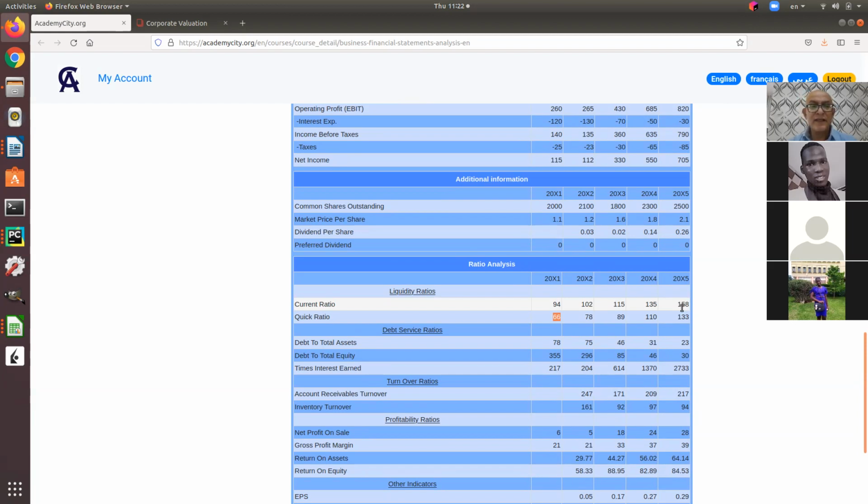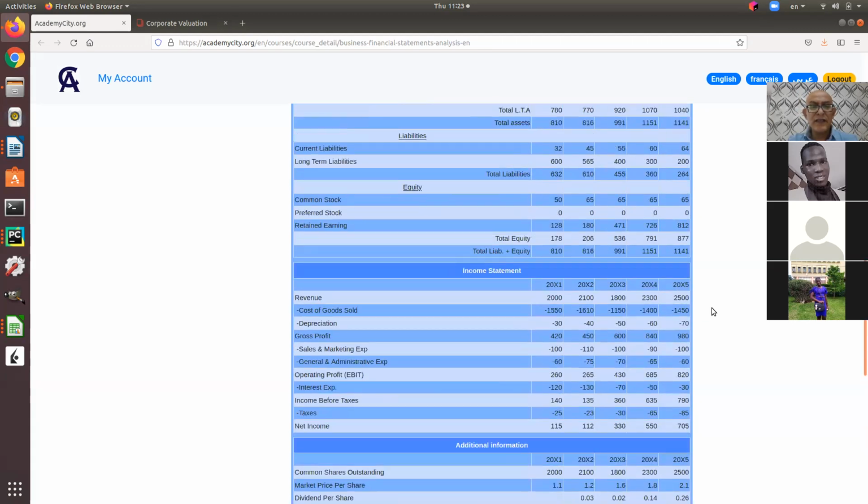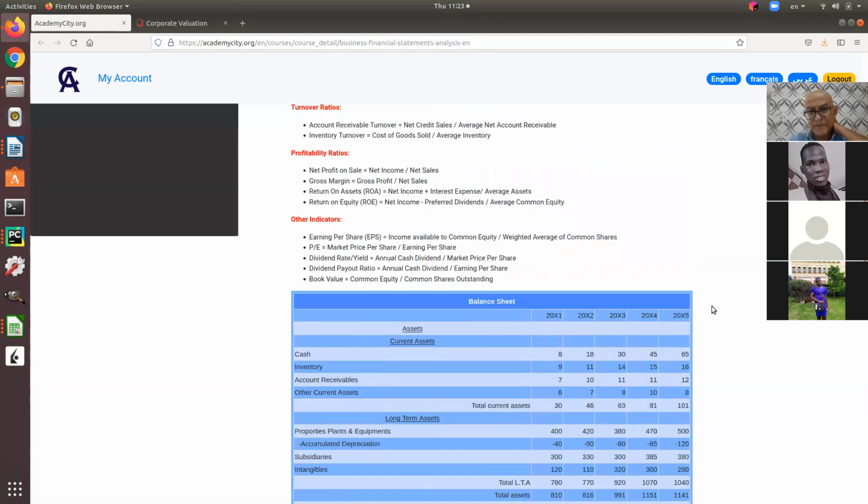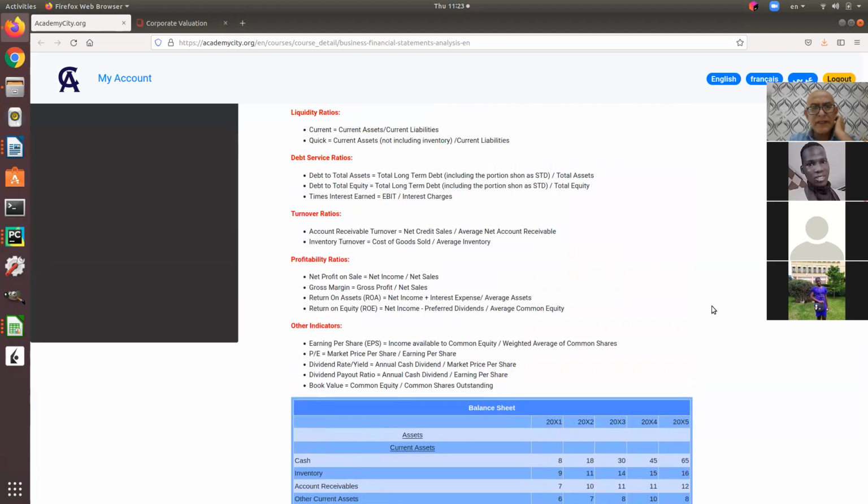Okay, that's the first one, the quick ratio. Very easy to understand and very easy to calculate. And let's move to the next category. The next category is the debt service ratio. That means how much debt the company uses to finance its operation.